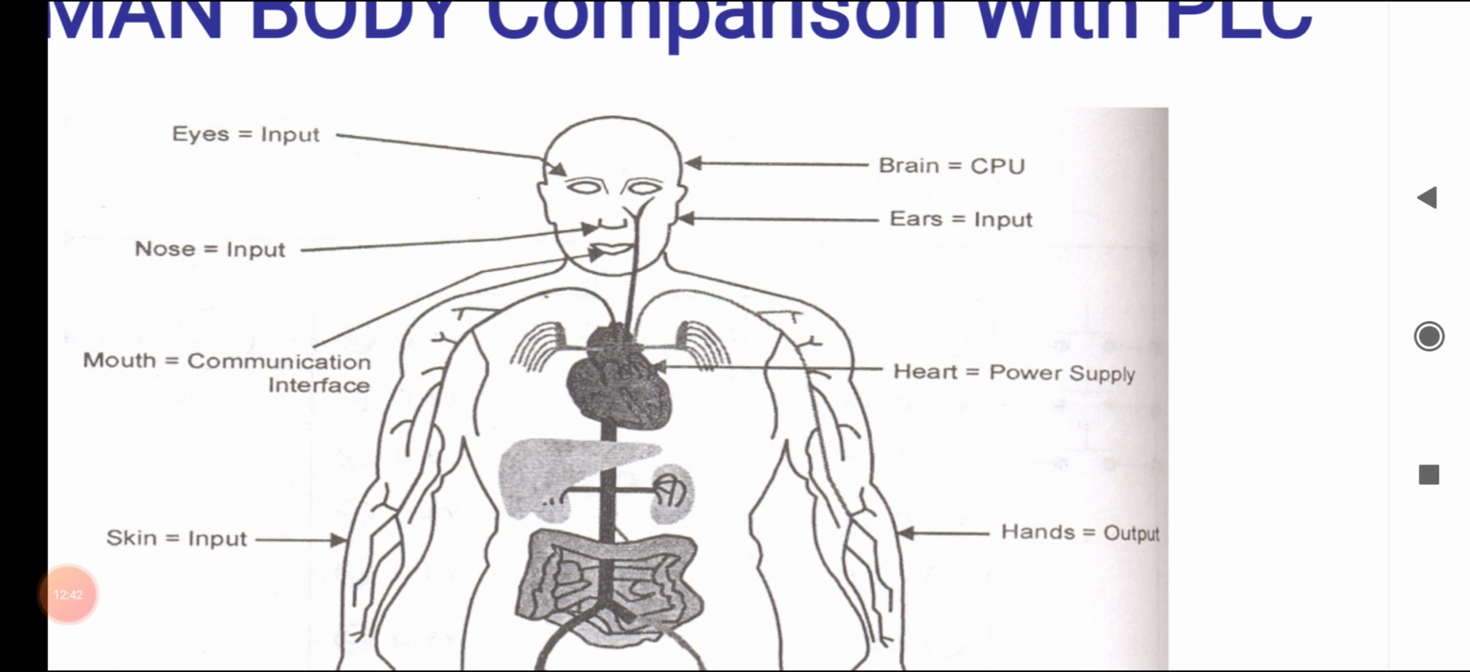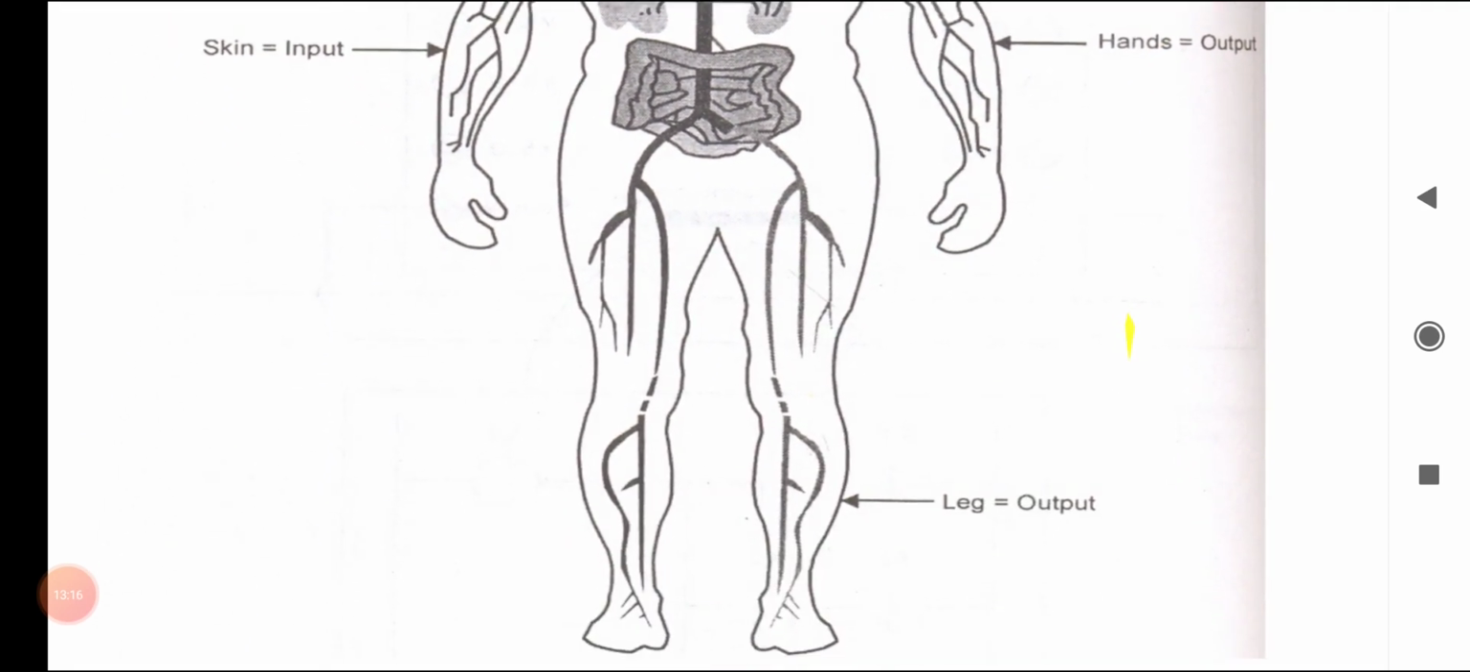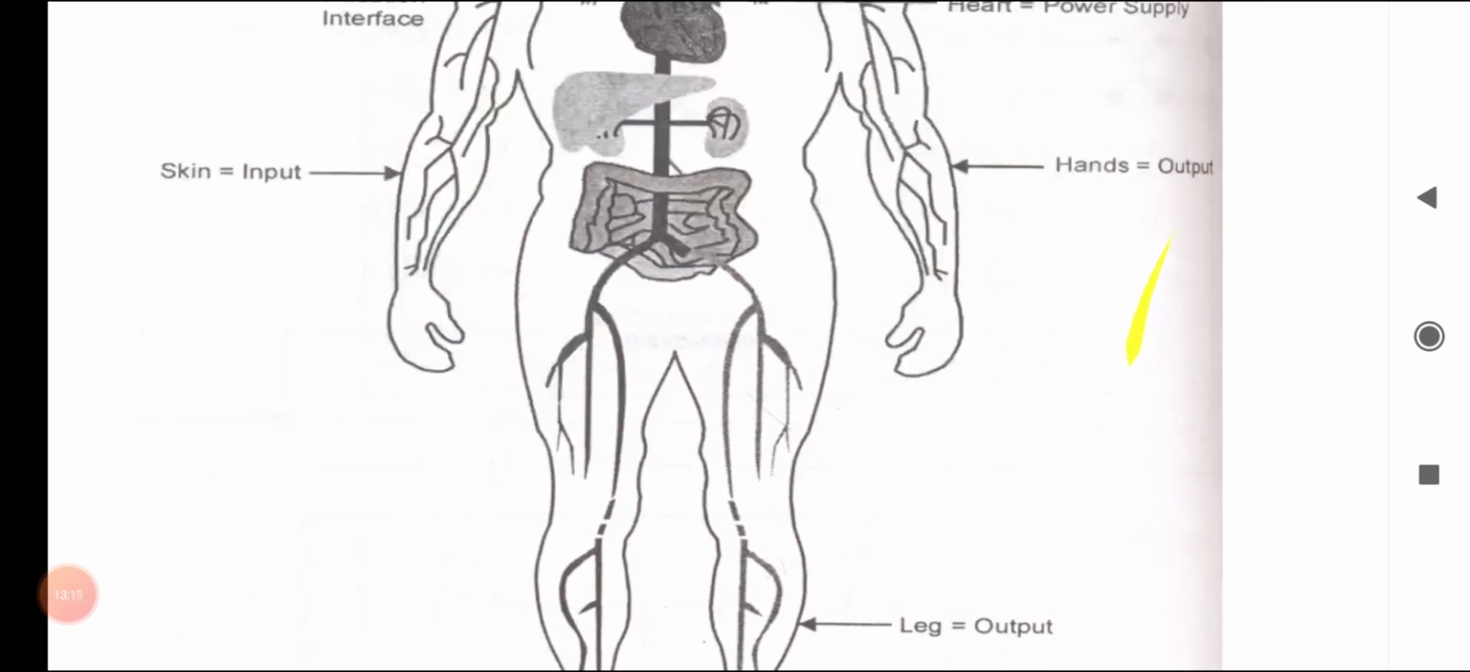Ears, these are input sensors. Eyes are input sensors. Nose, it is also an input sensor. Mouth, it is a communication interface. Heart, it is a power supply. Hands are output devices. Skin, it is a sensor and it is an input device. Leg, it is an output device.